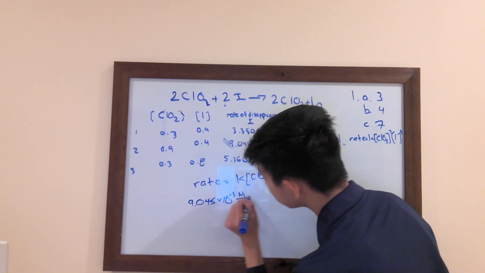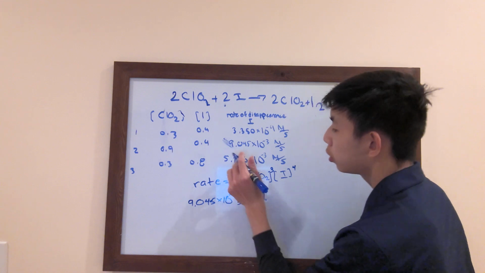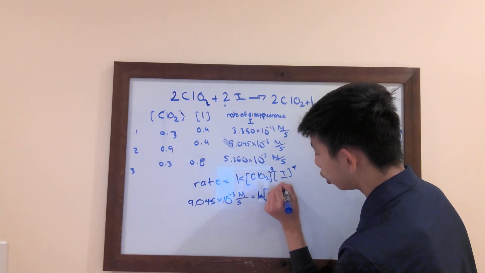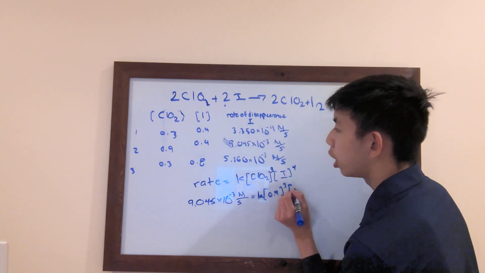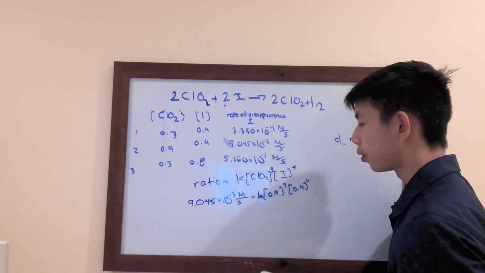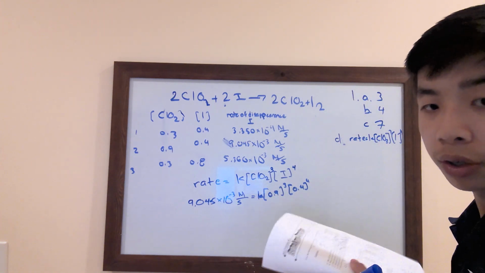Molarity over seconds equals K constant. ClO2 is 0.9, and don't forget the cube, the third order. And iodine, which is 0.4, to the fourth power. So, I forgot one thing.